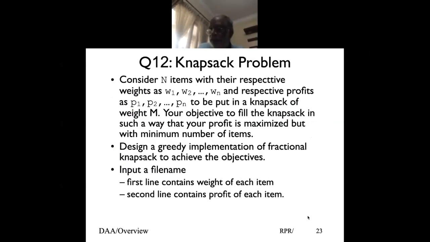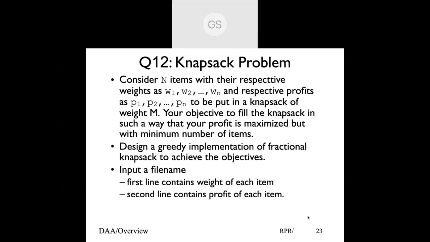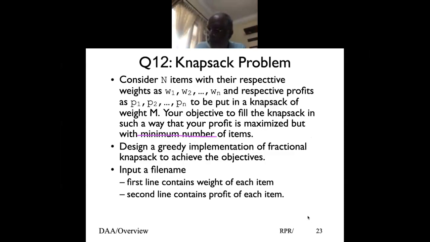Question number 12 is a variation of the knapsack. You're given a number of elements with different profits. We want to maximize the profit, but what we want to do is do it with the minimum number of items.